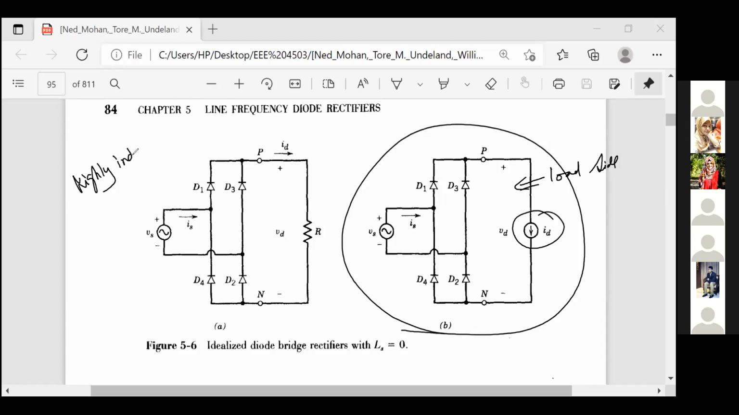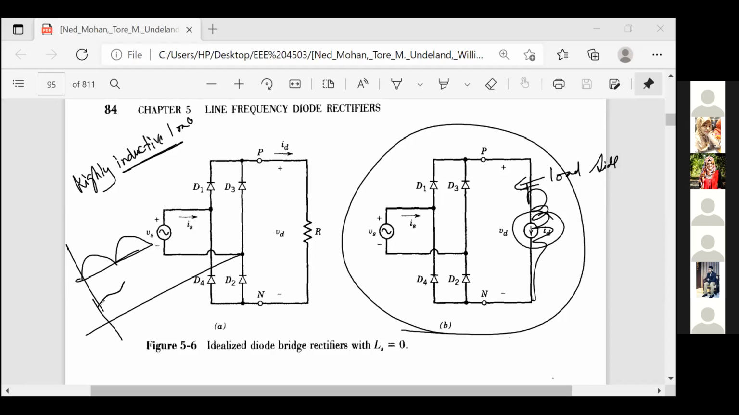Highly inductive load means that the inductance is very high. Suppose the current would have a wave shape like this, but because the inductance will not allow the rate of change of the current to change, you should get an ID current like this if you use a highly inductive load.